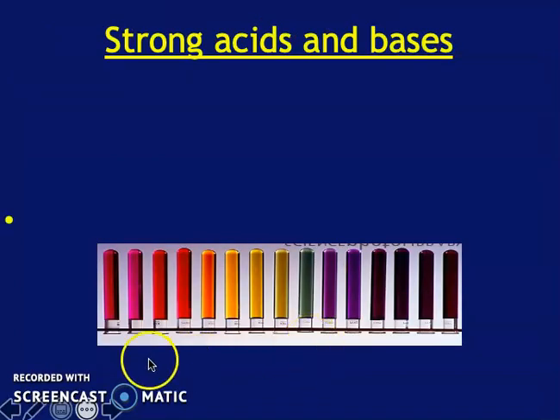Okay, so now we're going to talk about strong acids and strong bases, and this is just the color of UI.